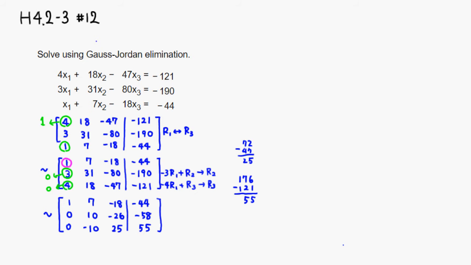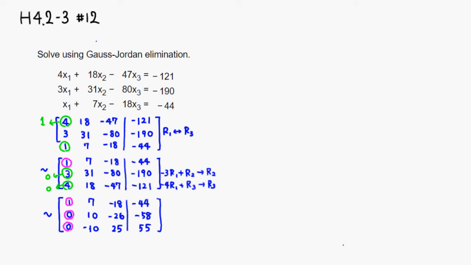So we are done with the first column. You can see we got 1 here and 0 there and 0 there. So we're done with the first column. Then what we're going to do is try to get a 1 right here.